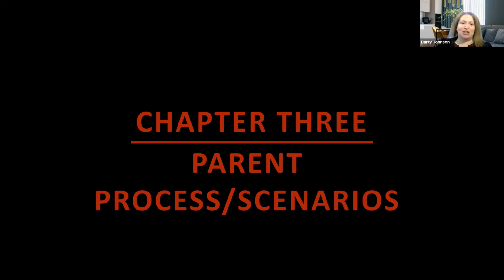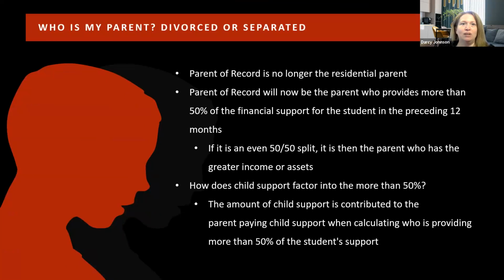All right, so moving into chapter 3, the parent process and scenarios. So Leah, next slide, please. More lovingly referred to as who is my parent? So here we have some big changes with who is considered the parent. In a case where the parents are divorced or separated, the parent of record or the parent contributor is no longer the residential parent. Previously it was which parent the student has lived with more in the last 12 months. That is no longer the case. It is now the parent who provides more than 50% of the financial support for the student in the preceding 12 months prior to the FAFSA being filled out. If it is truly an even 50-50 split right down the middle in financial support, then the parent contributor needs to be the parent who has the greater income or assets.